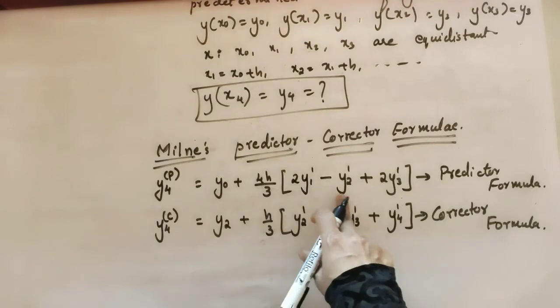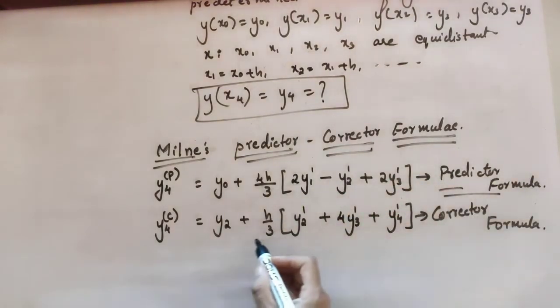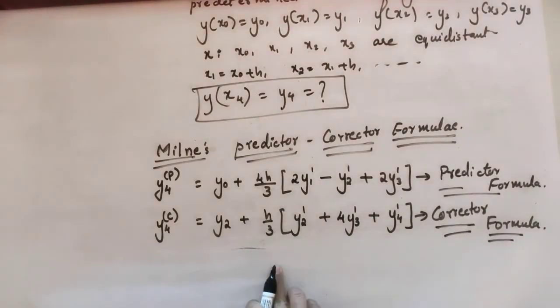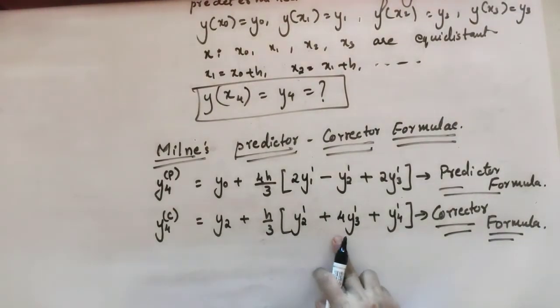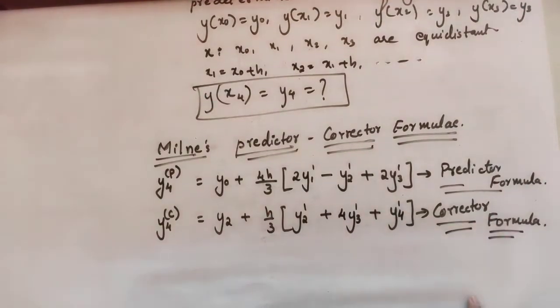2 times Y1 dash minus Y2 dash plus 2 times Y3 dash. This is the predictor formula, and then this one is the corrector formula, that is Y2 plus h by 3 times (Y2 dash plus 4 times Y3 dash plus Y4 dash). With problems it will be clearer to all of you.